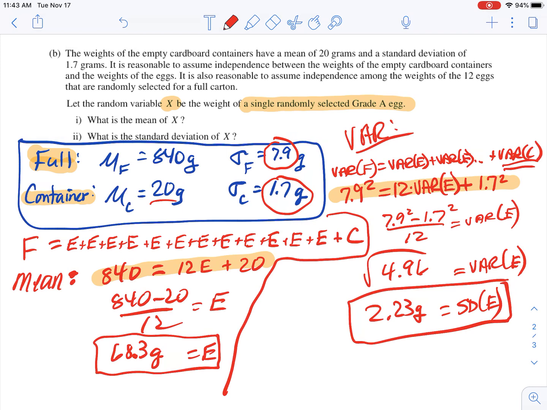And so when you see the 12 eggs and the 1 carton adding up to the full container, well, then it makes it a little bit easier to write these equations.